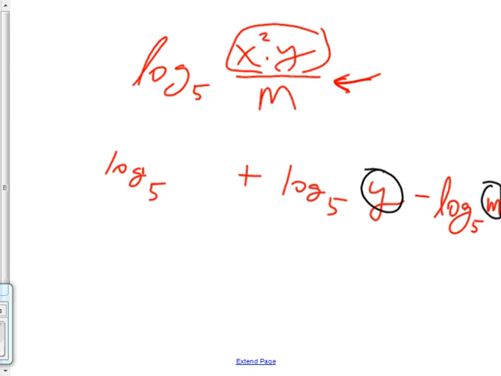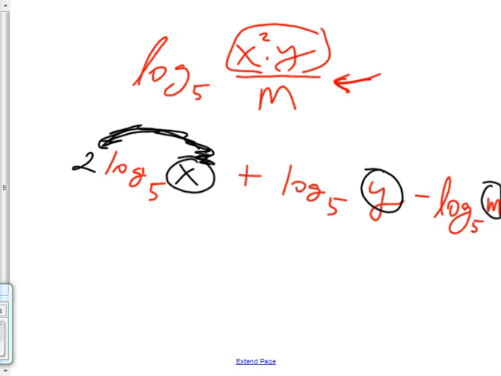Or even smarter, I could just say this exponent, the little 2, can go down in front. It's called the power rule. All right? So, there we have it. Now, is this expanded all the way? Yes, because all of my arguments are simple prime, either variables or numbers. You can't split them up further.